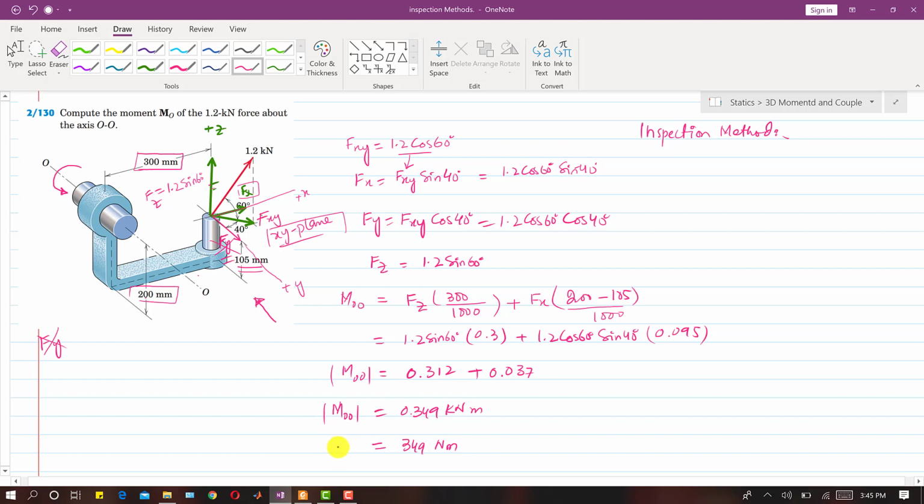So this is the magnitude of the moment about this OO axis due to this 1.2 kilonewton force, and the direction of this moment is like this, right? So we can represent that direction here as well. This is the OO axis, and this is the magnitude of that moment, and this is the direction of that moment.